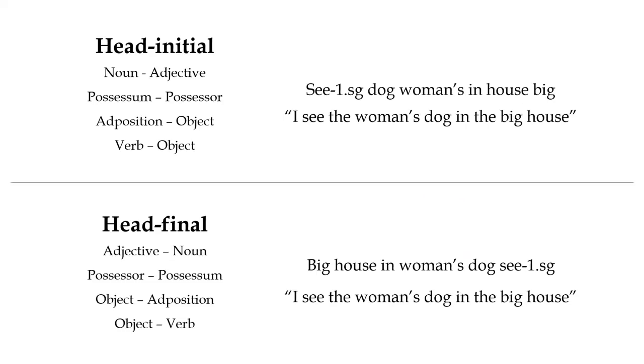Heads and dependents are usually brought up in the context of head initial and head final syntax, which describes how languages have a tendency to keep the order of the head and the dependent consistent across all types of phrases, but the way a language treats its heads and dependents will also surface in its morphology.